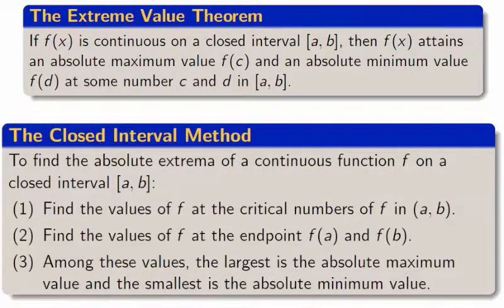Once a function is known to be continuous on a closed interval, we can find the absolute extrema using the closed interval method. To find the absolute extrema, we find all critical numbers of the function which lie in the domain, and compare their y values to the y values of the endpoints. The most extreme values among these y values are the absolute maximum and minimum values.